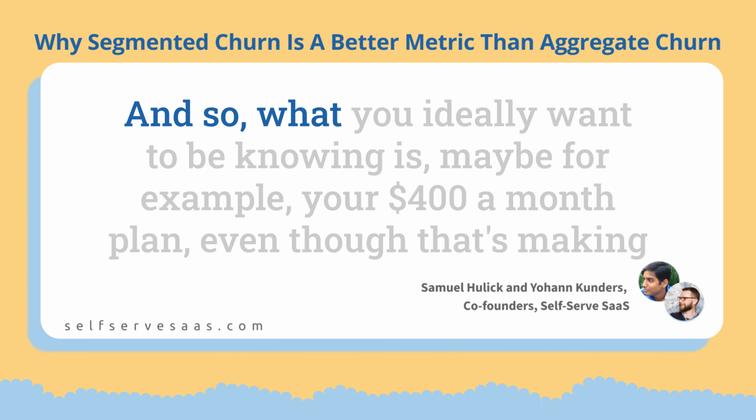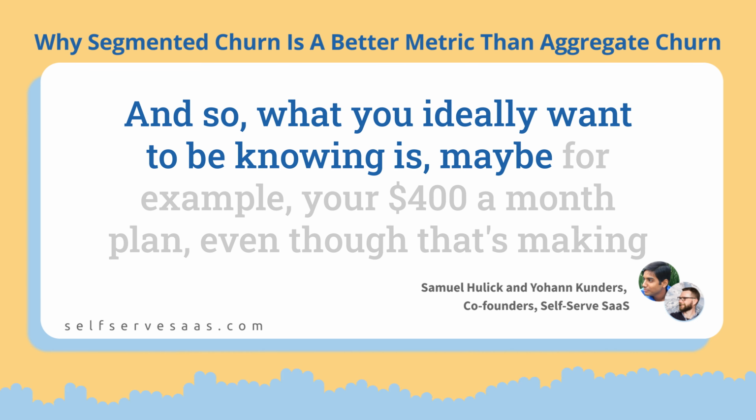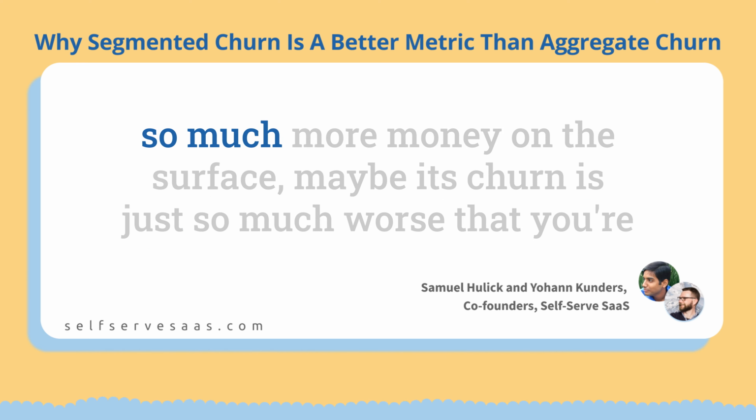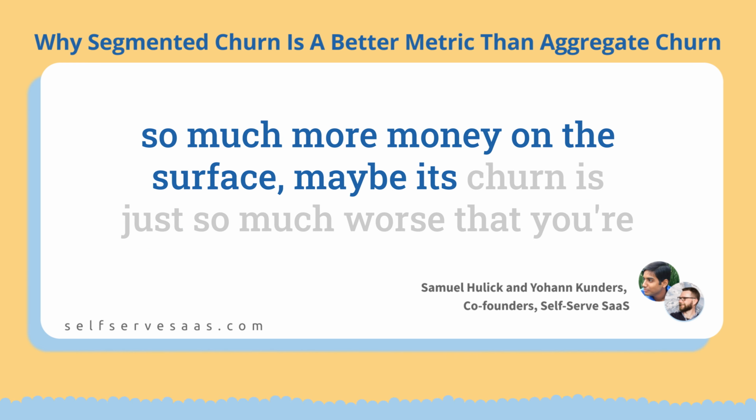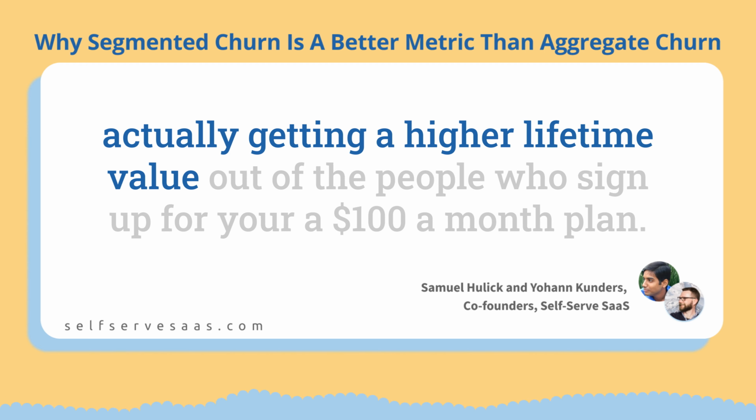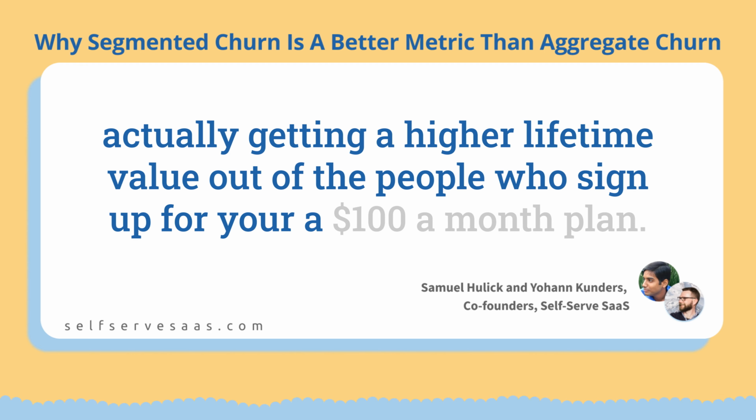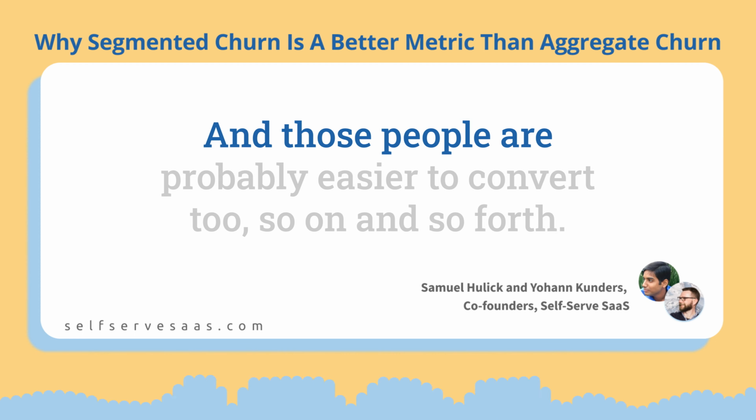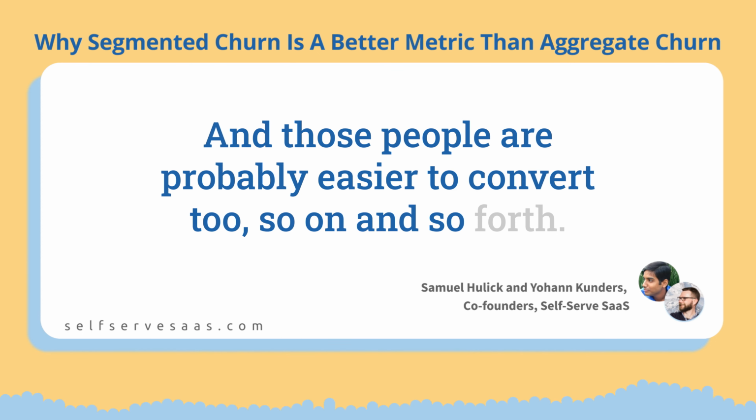And so what you ideally want to be knowing is maybe, for example, your $400 a month plan, even though that's making so much more money on the surface, maybe its churn is just so much worse that you're actually getting a higher lifetime value out of the people who sign up for your $100 a month plan. And those people are probably easier to convert too, and so on and so forth.